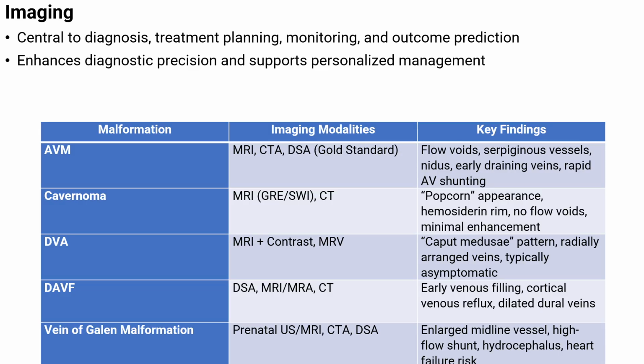This table shows the key findings on neuroimaging with the different forms of CNS vascular malformations, like the presence of the flow void in arteriovenous malformations on MRI, and the presence of the nidus, which is visible on the computed tomography angiography. Then the popcorn appearance with hemosiderin rim seen in cavernomas. Then the caput medusae pattern seen on venous malformations.